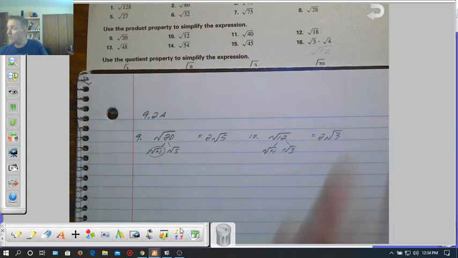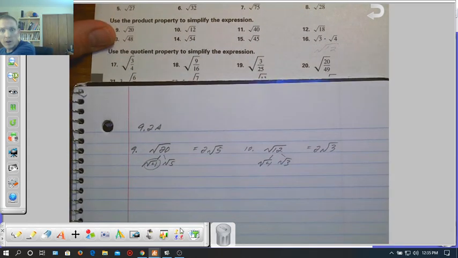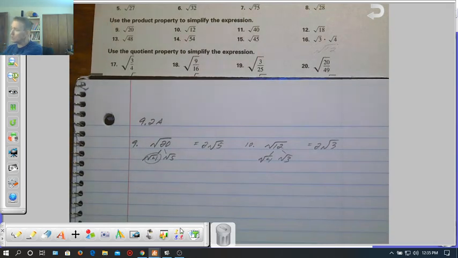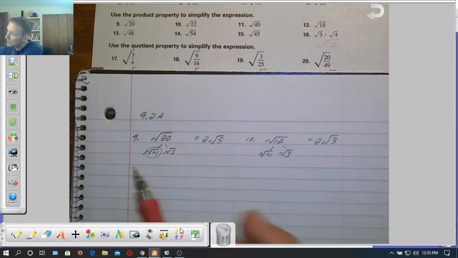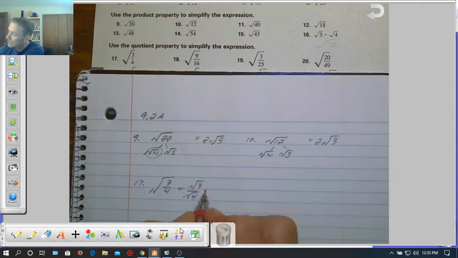Okay. Now, the second section for our homework is going to be what we talked about with our fractions. All right, so if we remember with our fractions, we're going to go ahead to number 17 here. We're going to have the square root of 3/4, which we already did as an example. So that's going to be the square root of 3 over the square root of 4. I can take the square root of 4, so this becomes radical 3 over 2.